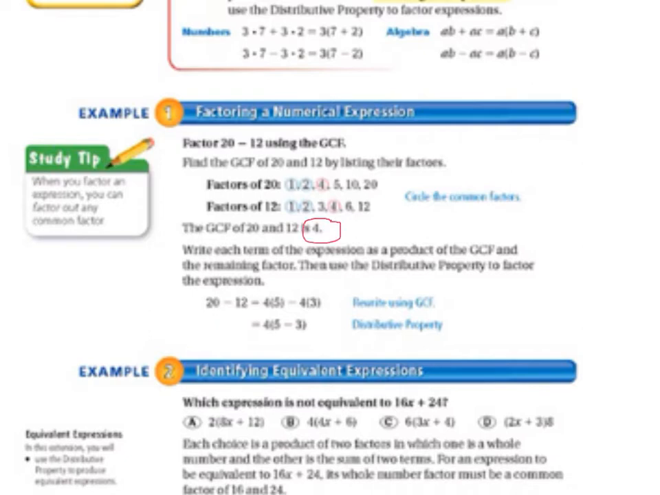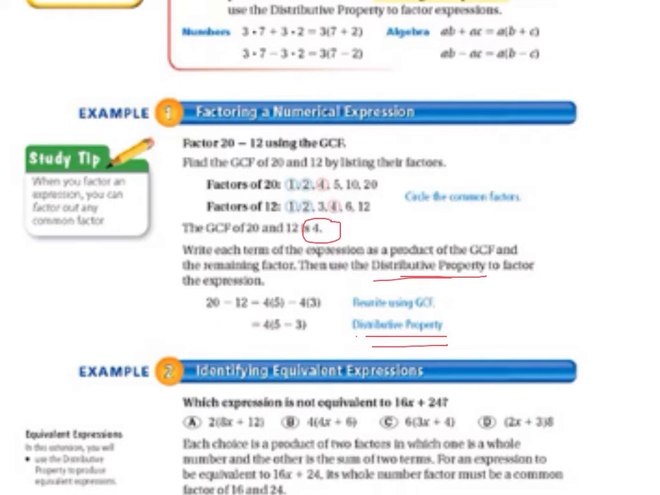Write each term of the expression as a product of the greatest common factor and the remaining factor. Then use the distributive property to factor the expression. So it looks like this. 20 minus 12 equals 4 times 5, because that equals 20, minus 4 times 3, because that equals 12. So when we make it look like it does with the distributive property, it's 4 on the outside of parentheses times 5 minus 3 on the inside of the parentheses.